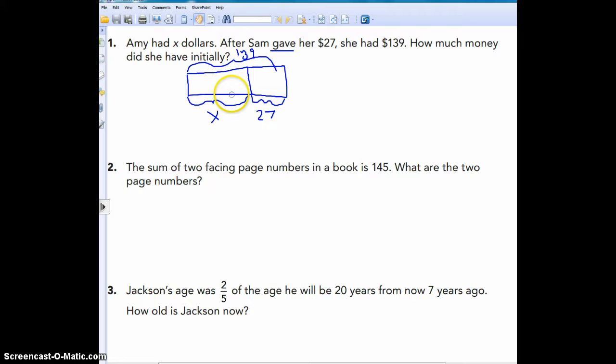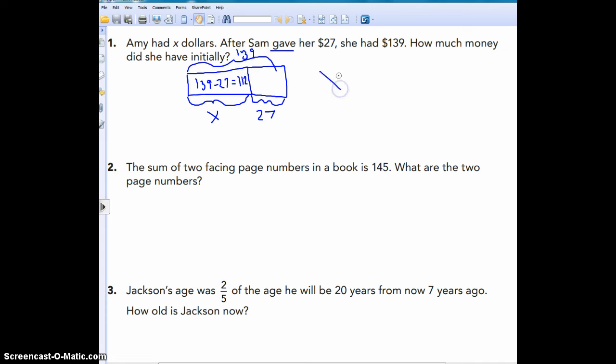So you can see from this picture, if this whole bar is $139 and this small piece here is 27, if I take that 27 off, it's going to leave me only with X. So this is going to be 139 minus 27, which gives me 112. Okay, so there's a picture of how this works and why, but let's solve it algebraically.